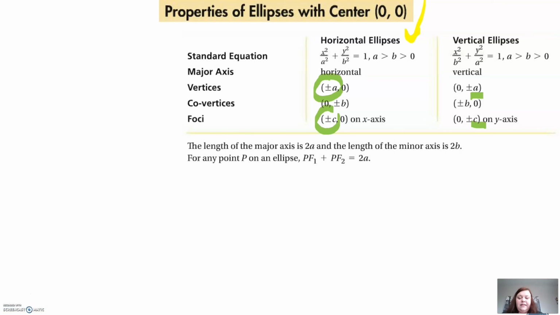Now when we're dealing with this, and you're looking for the foci, there's a formula that we're going to use for this. And it's very similar to the Pythagorean theorem. It's going to be c squared equals a squared minus b squared. So since a is always larger, a squared minus b squared is always going to be a positive number. So we can use this formula to find the foci if we need to. C squared equals a squared minus b squared.